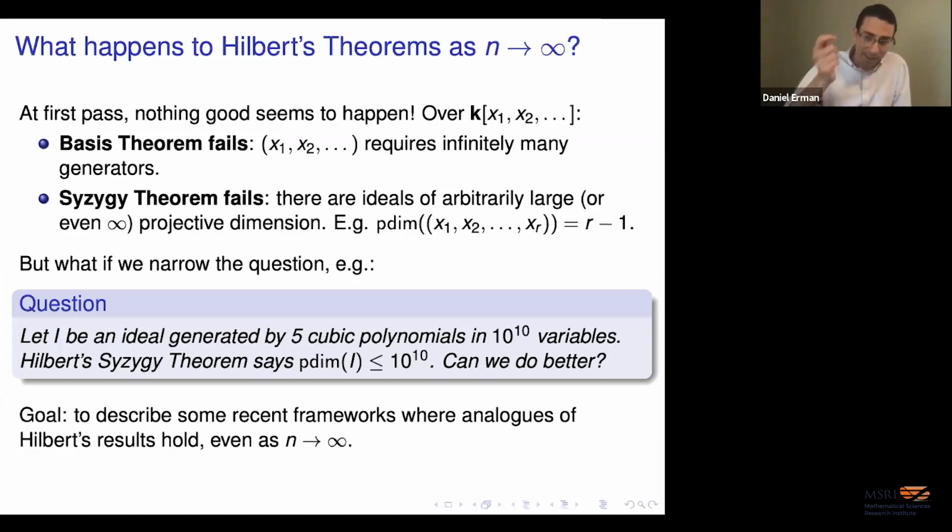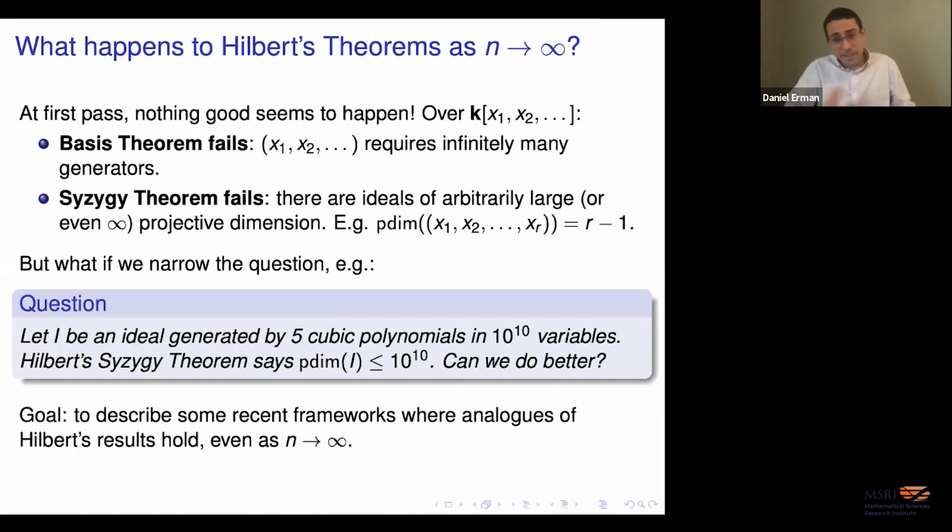So I want to narrow the question a bit and drill in on just one somewhat silly seeming example, but I hope it'll clarify the ideas. So imagine that we were studying an ideal generated by 5 cubic polynomials. And I'll pause here to note there is nothing special about 5 or cubic. I'm just choosing some fixed number of polynomials and some fixed degrees. All right. But imagine I'm studying an ideal generated by 5 cubic polynomials in 10 to the 10 variables. Okay, so there's just an enormous number of variables, but a very small number of generators for your ideal.